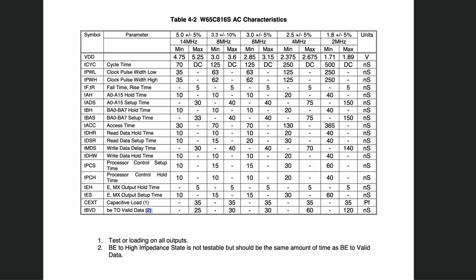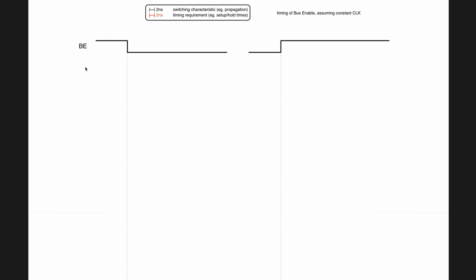And you can see there's a footnote here that says that bus enable to high impedance state, so that's the buffer turning off, is not actually testable, but should be the same amount as bus enable to valid data. So when the buffer is turning off, we can also assume that it's going to take a maximum of 25 nanoseconds. It would be interesting to see if our circuit is within those 25 nanoseconds or not. So I've started a new timing diagram here, which is specifically to look at the behavior of bus enable turning off and bus enable turning on, assuming a constant clock.